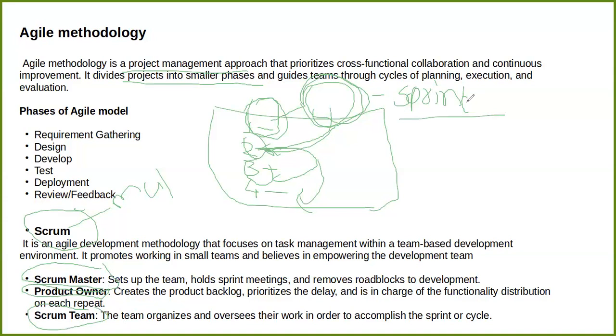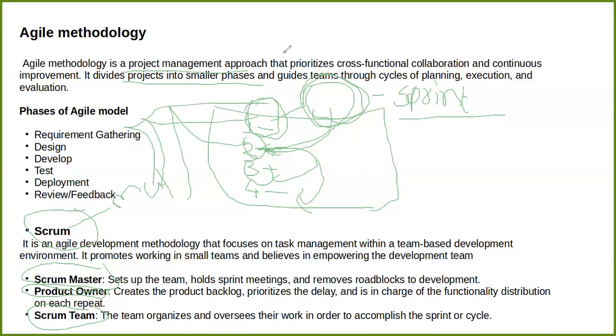Each iteration will be called a sprint, and each iteration has different phases. Each cycle will go through all the phases. What are the phases here? Requirement gathering, design, develop, test, deployment, review, feedback. So the first part will go through all the phases, the second part will again go through all the phases, and the third part will again go through all the phases. These are the main important phases: requirement gathering, design, develop, test, deployment, review, and feedback.